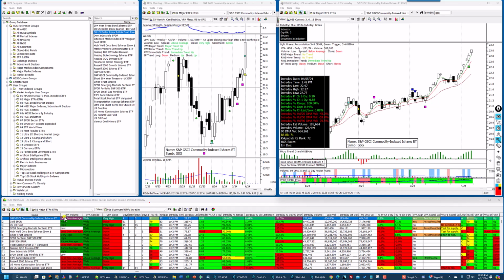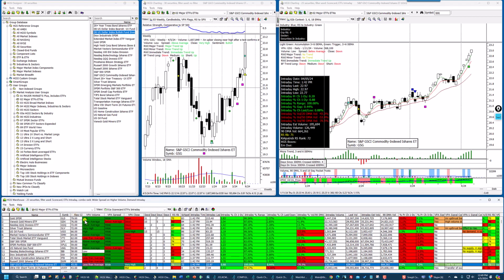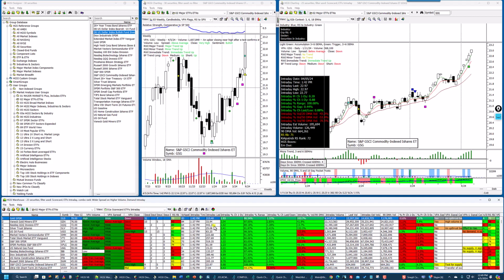So what's the market structure today? Well, if I sort, I need to go back here. I need to close that so I can go back. If I sort on raw combo, this combo rank is wider spread on higher volume, demand intraday, and this shows me where the most demand is based upon both price and intraday range and volume. So this is today's market structure.